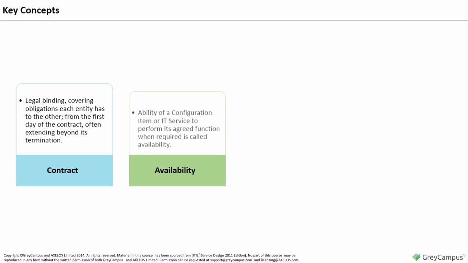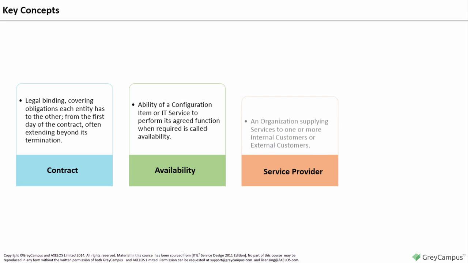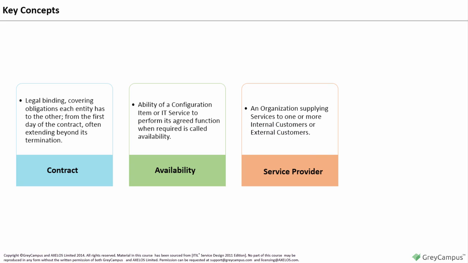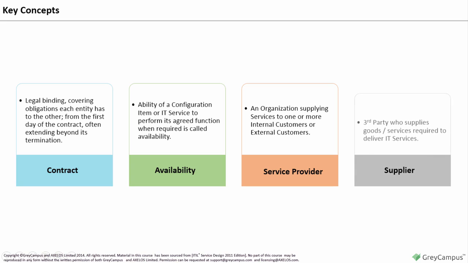Availability. Ability of a configuration item, a CI, or IT service to perform its agreed function when required is called availability. It can also be explained as the proportion of time that a customer is able to access a particular service. Service provider. An organisation supplying services to one or more internal customers or external customers is called the service provider. Here, by services, we mean IT services. Supplier. Third party who supplies goods, services required to deliver IT services. Usually suppliers, vendors, and third parties are used interchangeably.